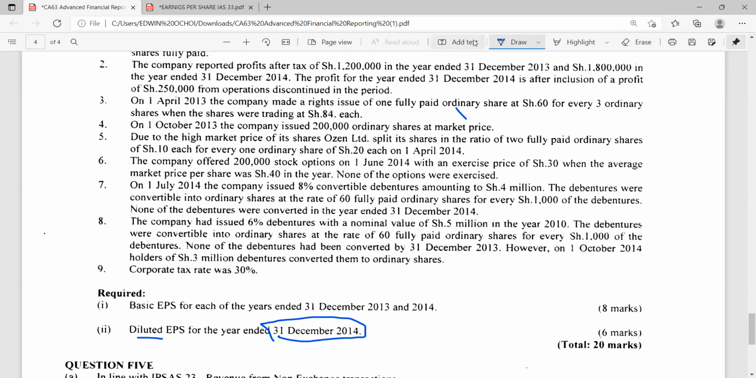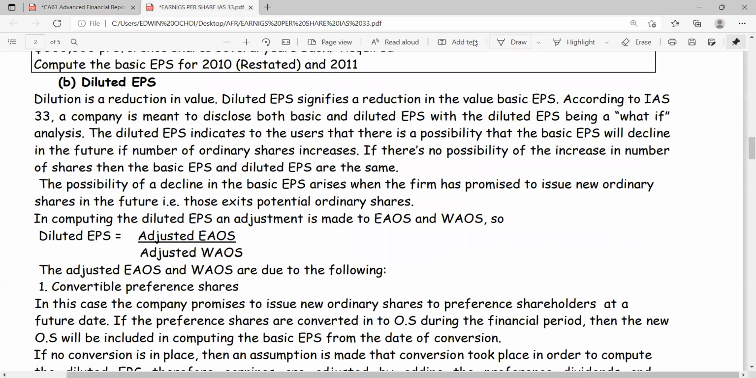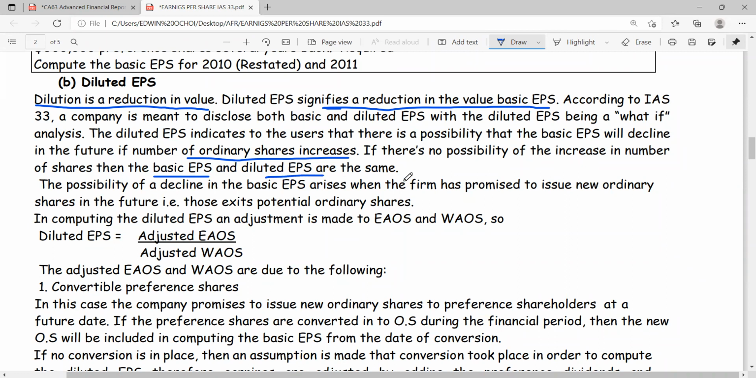So diluted EPS signifies a reduction in the basic EPS. Diluted EPS is a reduction in value. So the diluted EPS indicates to the users that there is a possibility that the basic EPS will decline in the future if the number of ordinary shares increases. But if there is no possibility of increase in the number of ordinary shares, then the basic and the diluted EPS are the same.